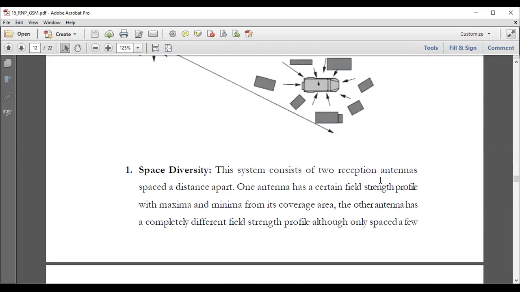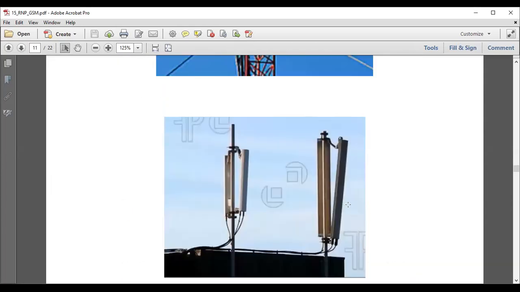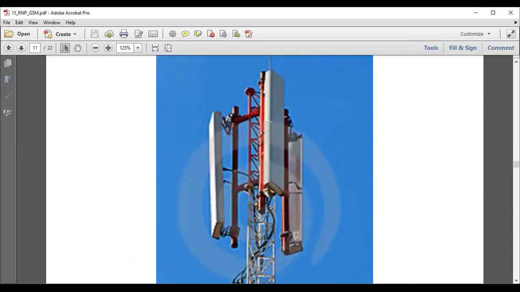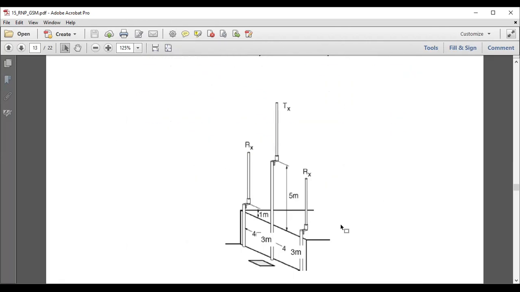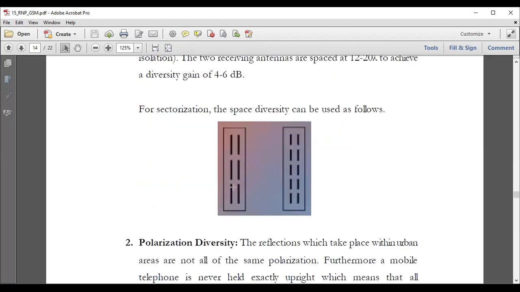But even inside the same casing, you can have two different antenna elements. Oh, I see. I'm sorry. The two different casings are probably for two different bands. But every casing has the signal diversity antenna elements, two antenna elements for the diversity purpose.